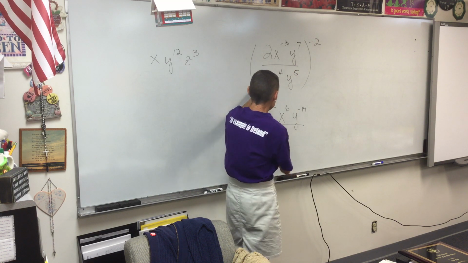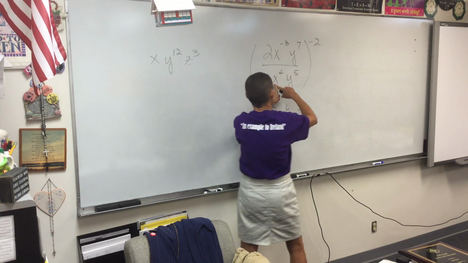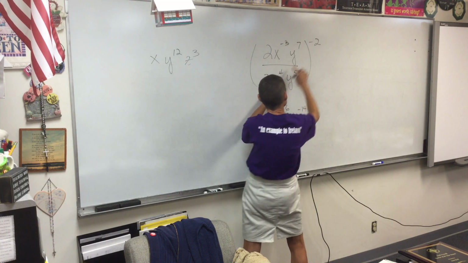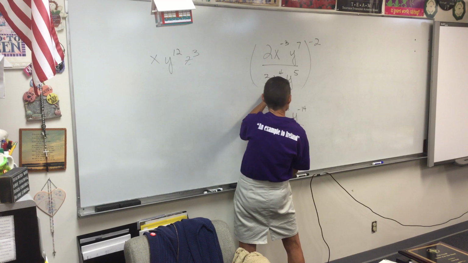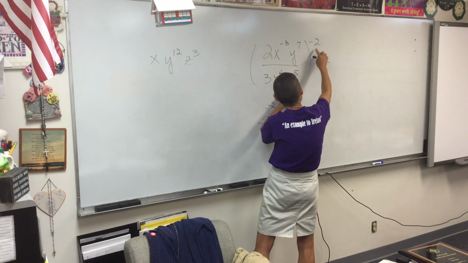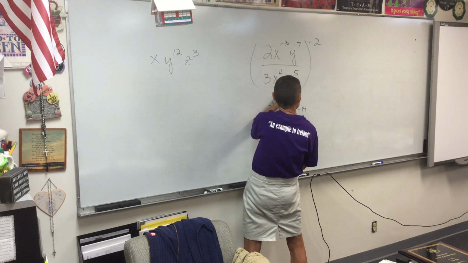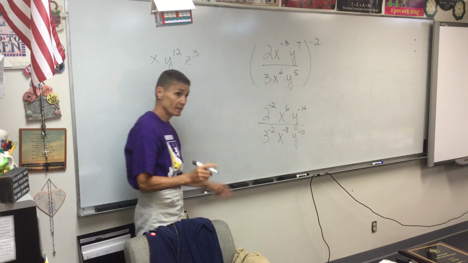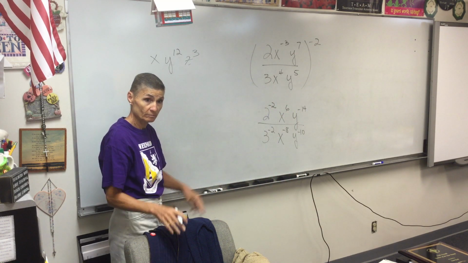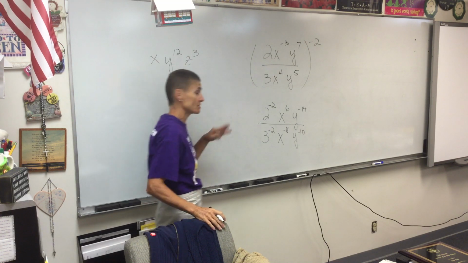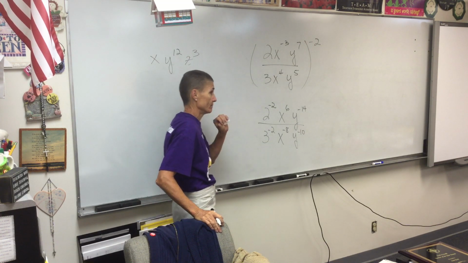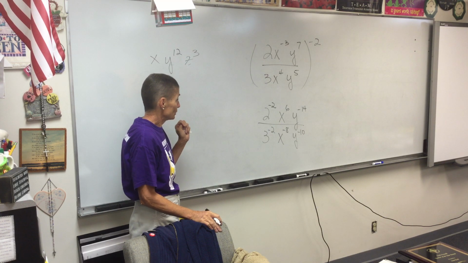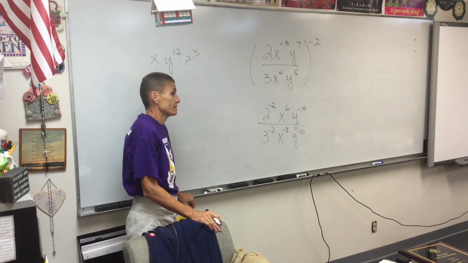Now I'm going to the bottom. I already did the 3. So, okay, now what about my x's? X to the negative 8, and y to the negative 10? Is everybody so far so good? And again, you may not have started this way. That's fine. We're starting this way. All right, what do you want to do next, Cassie?